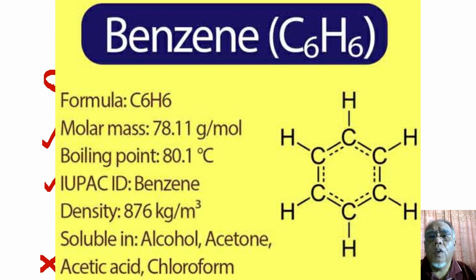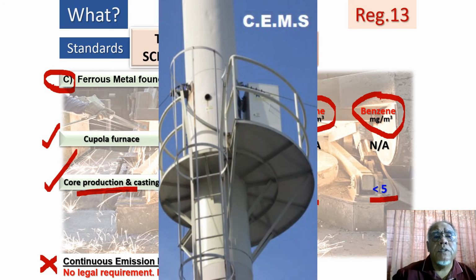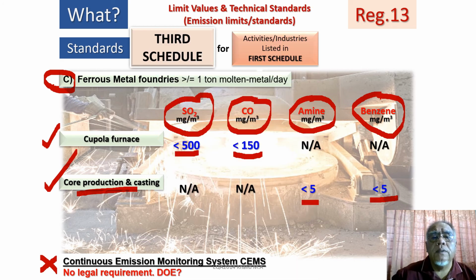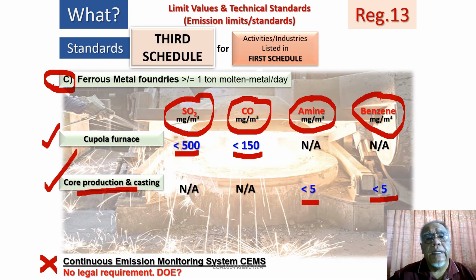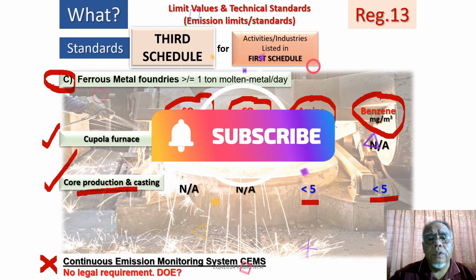All right. So this is for ferrous metal foundries, which is producing more than or equal to 1 molten ferrous metal per day. I believe this is all for this particular industry, and I hope this is useful to you.